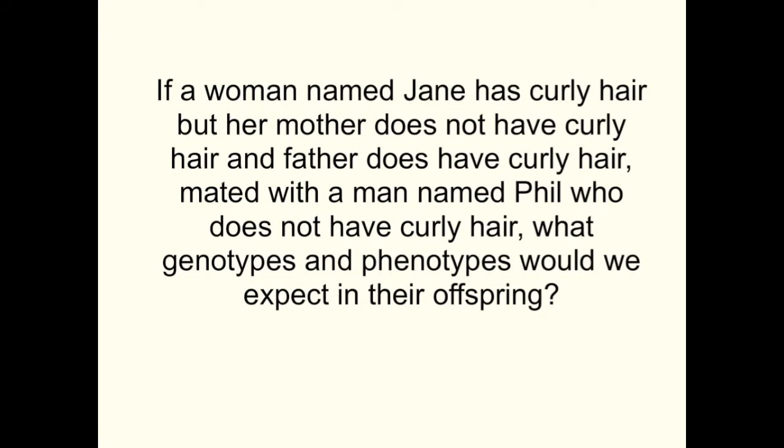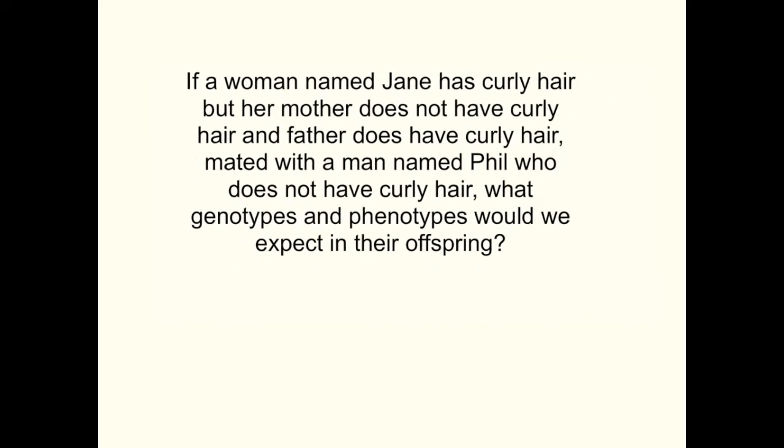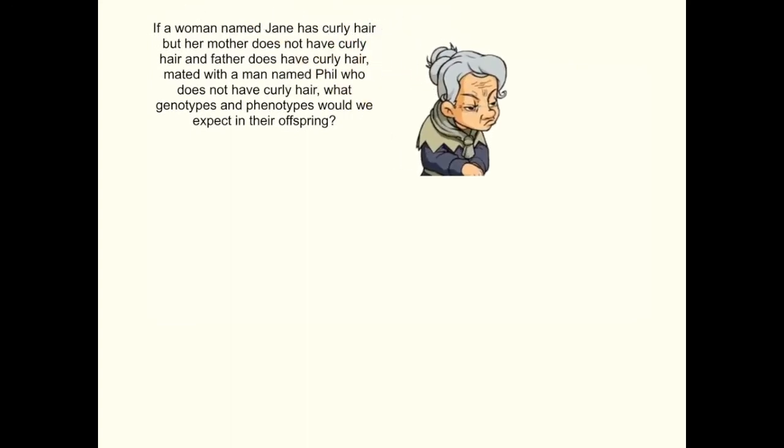If a woman named Jane has curly hair, but her mother does not have curly hair and her father does have curly hair, and Jane mates with a man named Phil, who does not have curly hair, what genotypes and phenotypes would we expect in their offspring? In order to answer this question, we need to break it down into smaller pieces. First, let's try to find out what Jane's genotype is. Let's get this question out of the way here, and let's look at Jane's parents.